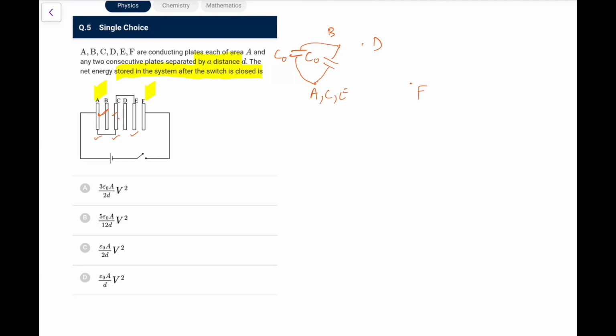Then again we have between C and D. So C and D would be like this. This is again C naught. And then we have between D and E. So this is again C naught. And then we have between E and F. E and F is like this, C naught. So what we have now.